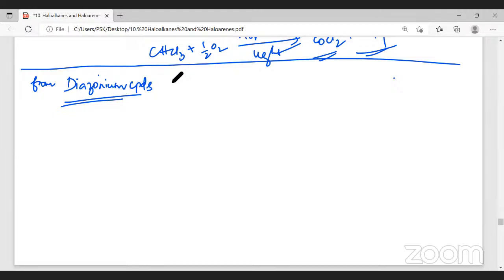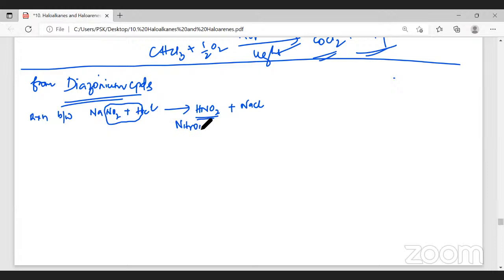Diazonium compounds. Now, the first part of the reaction is a reaction between sodium nitrite and HCl. What happens? H and NO2 gives you HNO2, plus NaCl. What is this HNO2 called as? This HNO2 is called nitrous acid. HNO3 will be called nitric acid.